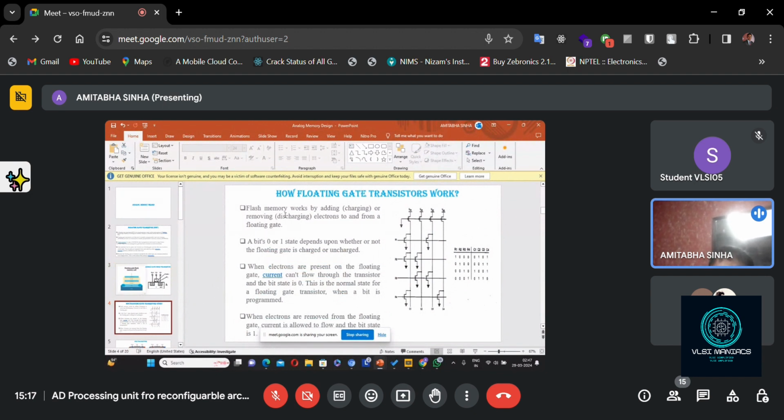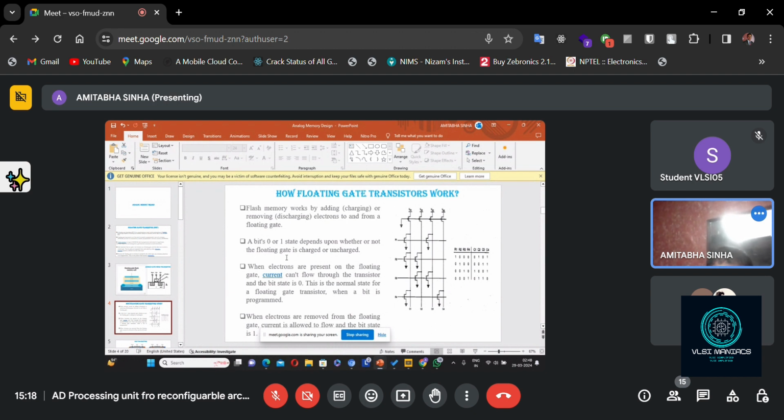Basically, flash memory works by charging or discharging electrons to and from the floating gate. That we understand. If we say that charging means 1, then discharging means 0, or vice versa in negative logic. So a bit 0 or 1 state depends on whether or not the floating gate is charged. If charge in the floating gate is a 0 state, then vice versa will be 1. Or in the reverse logic, charge is 1, and no charge means 0.